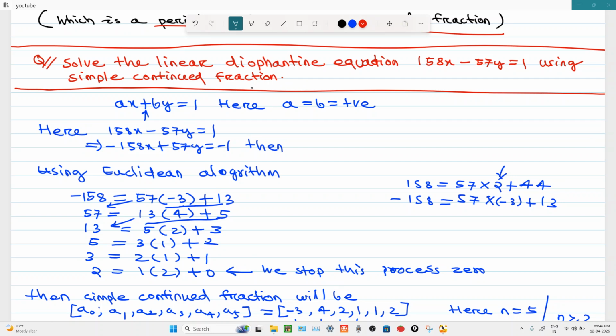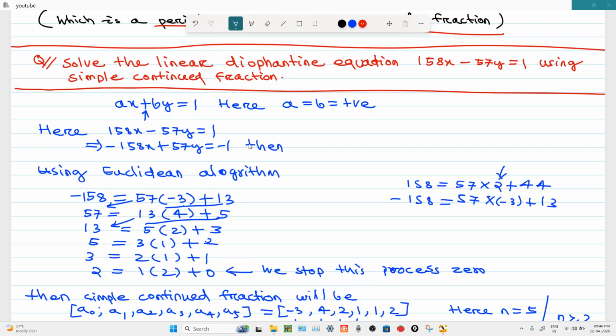So we know the linear Diophantine equation is ax plus by equals 1, where a and b both are positive, but in the given problem one is positive, the other one is negative. So how will we solve this problem? Simply multiply minus 1 on both sides, then this equation becomes minus 158x plus 57y equals minus 1. Then we will use the Euclidean algorithm.